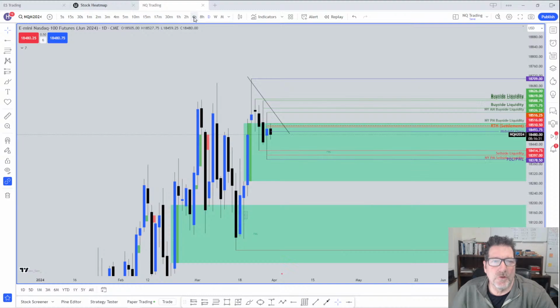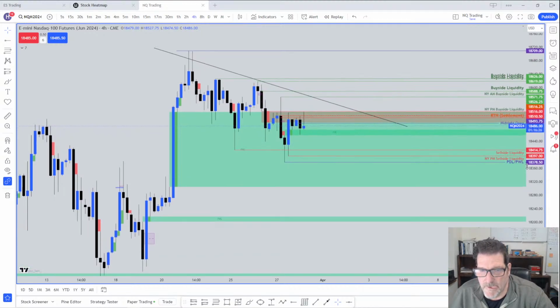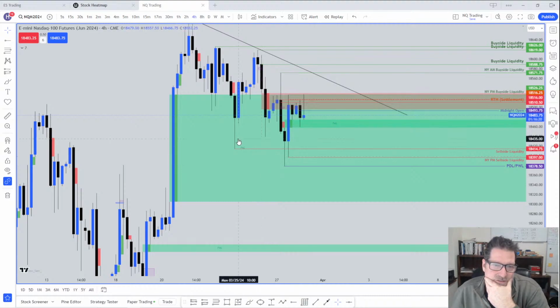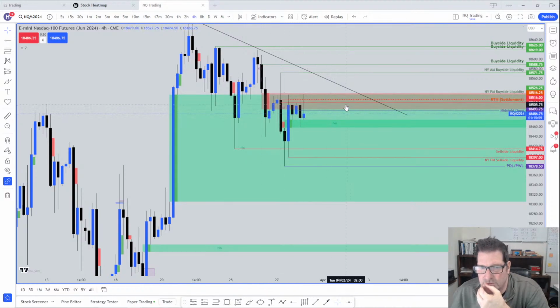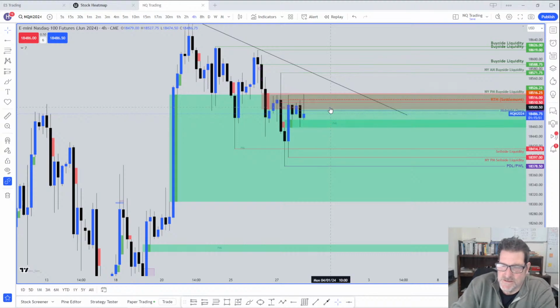Let's go drop down to the 4 hour. The 4 hour I find very interesting as well. There's that daily fair value gap in here, so it's still inside of that. Dropped down, came back up, went into a higher imbalance and rejected, and we've rejected off that higher imbalance. So we've created an inverse fair value gap right here that tends to make me a little bit bearish.